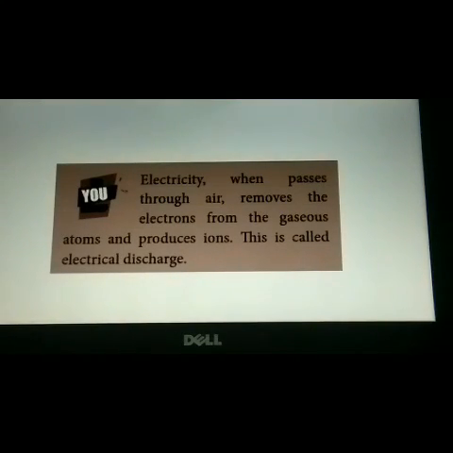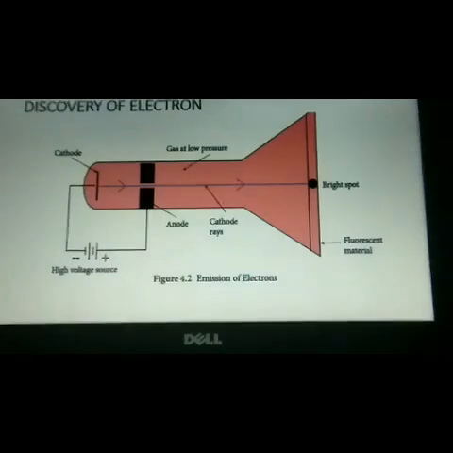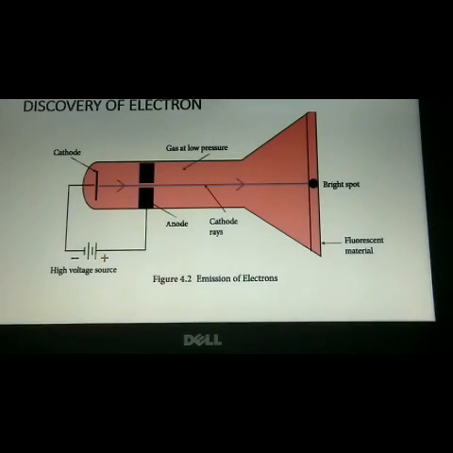Do you know, when electricity passes through air, it removes the electrons from the gaseous atoms and produces ions, and it is said to be electrical discharge. Now let us see the discovery of electrons. When a high electric voltage of 10,000 volt or more is applied to the electrodes of a discharge tube containing air or any gas at atmospheric pressure, no electricity flows through the air.